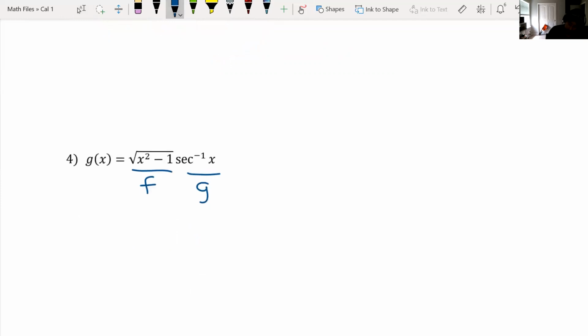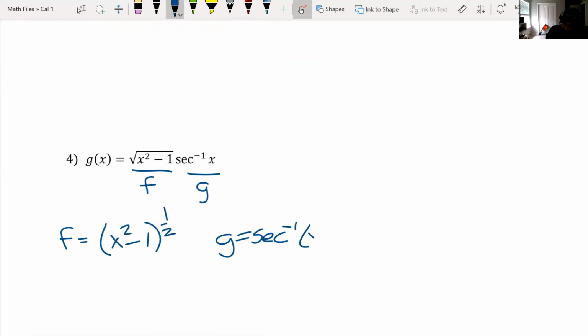So setting it up, f is parentheses x squared minus 1 to the 1/2. G is the inverse secant of x. F is going to use chain rule. F prime is 1/2 times x squared minus 1 to the negative 1/2 times the derivative of the inside, 2x.